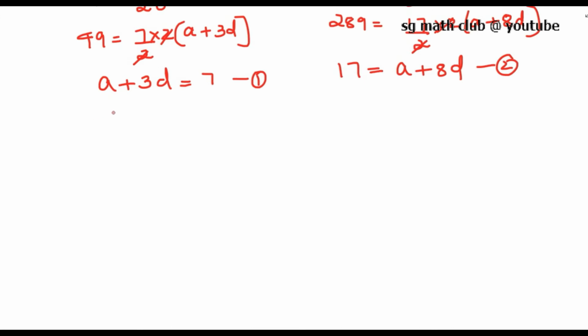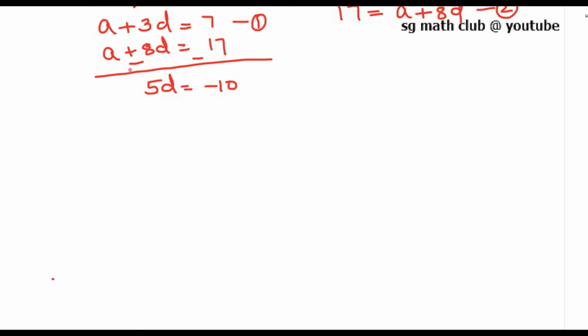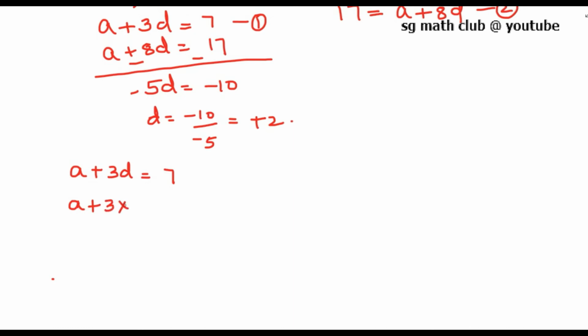So a plus 3d equal to 7, a plus 8d equal to 17. Subtract. So we have minus 5d equal to minus 10, d equal to minus 10 divided by minus 5, which is equal to plus 2. Substitute in any of the equations to get the value of a. So a plus 3 into 2 equal to 7, a equal to 7 minus 6, which is equal to 1. So we got the value of a as 1 and d as 2.